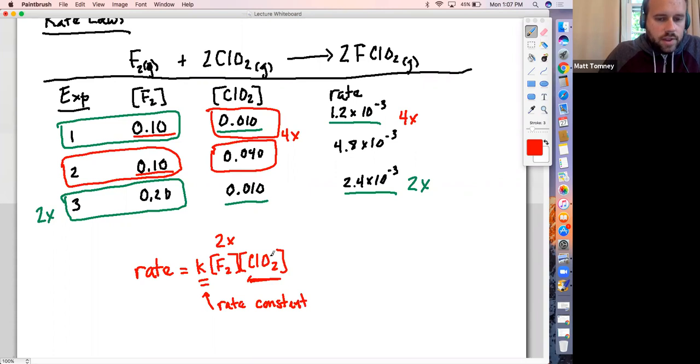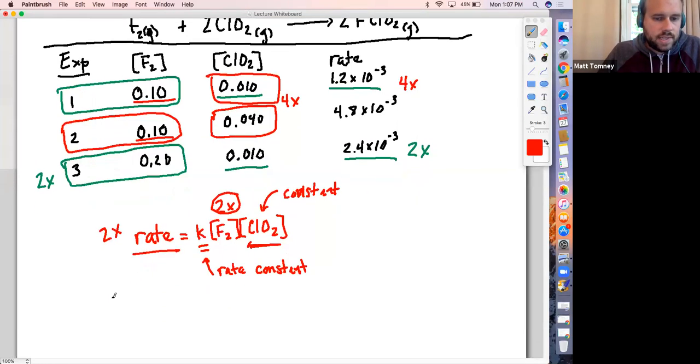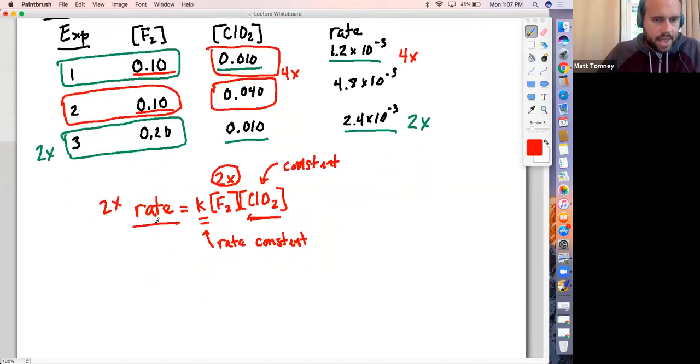Okay. If everything here is being held constant, okay, this is being held constant. If I multiply this by 2, this has to go up 2-fold. So this is the relationship that we're developing here through this experimental determination. So this is the rate law that I have here.